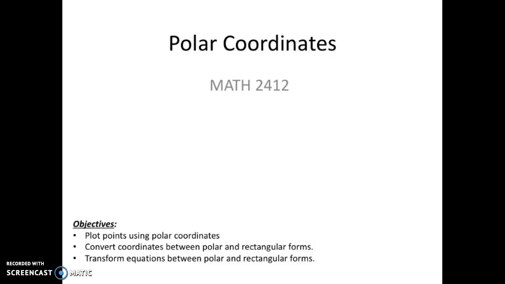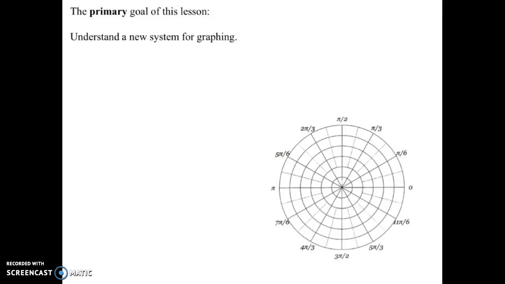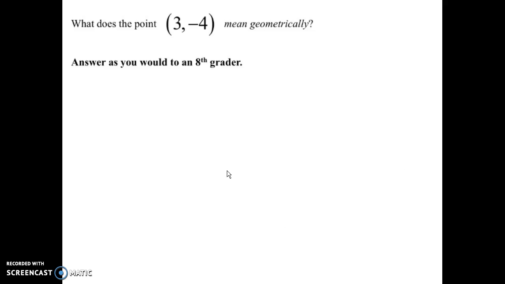So we've got a couple objectives, and first thing is just getting used to the overall coordinate system, and then we're going to transform between the coordinate system that you're used to and this new polar coordinate system. Okay, so I'm going to start with a real quick overview of the goals and show you a picture. We're going to just, in short, understand this new system for graphing, and here's what it looks like. Alright, so let's relate it to things that you know already.